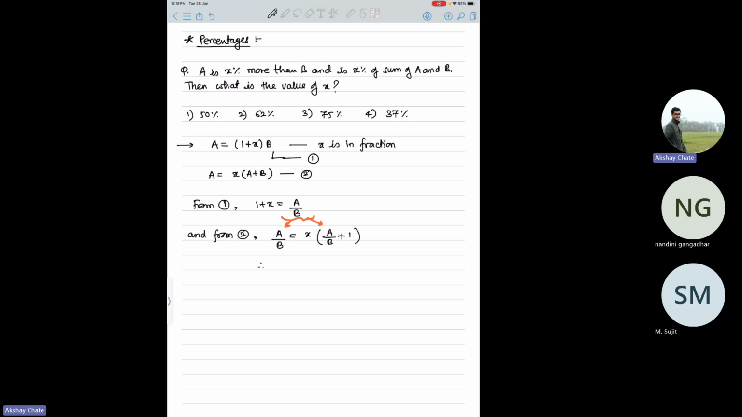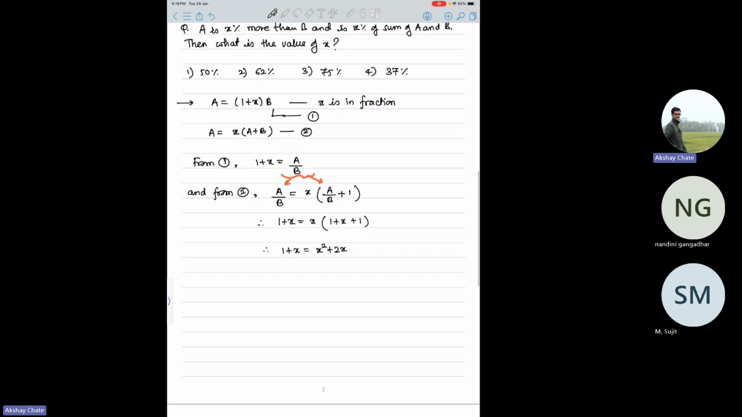Okay, so therefore what you get, 1 plus x is equal to x into (1 plus x), and that plus 1 remains as it is. So basically you have 1 plus x equal to x times (x plus 2), so multiply, so x square plus 2x you'll get, and then you can take all the things on one side. You get a quadratic equation of this nature.